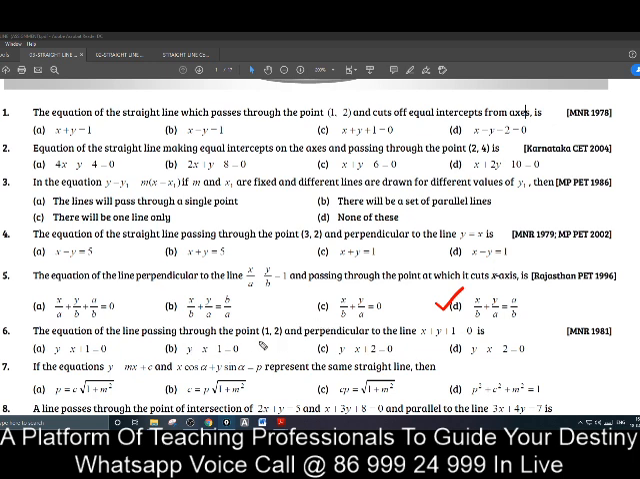Now I expect the answer for the sixth one from you, please, or otherwise I'll leave it. Simple. X minus y, substitute the point. X minus y is equal to, substitute the point, 1 minus 2. So x minus y plus 1 equal to 0. Or y minus x minus 1 equal to 0. Both are same. Go to the next one.